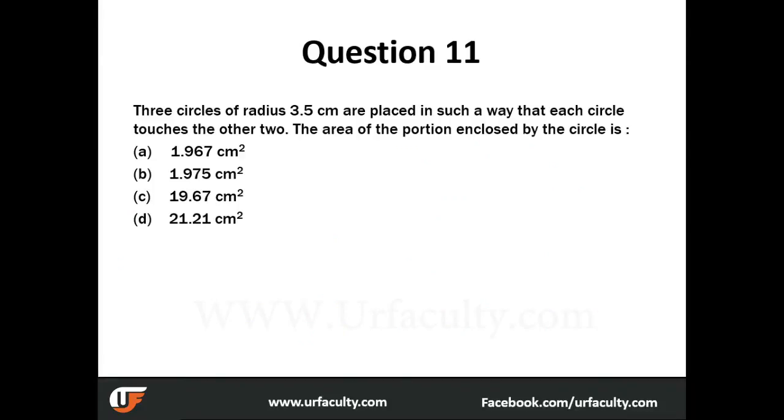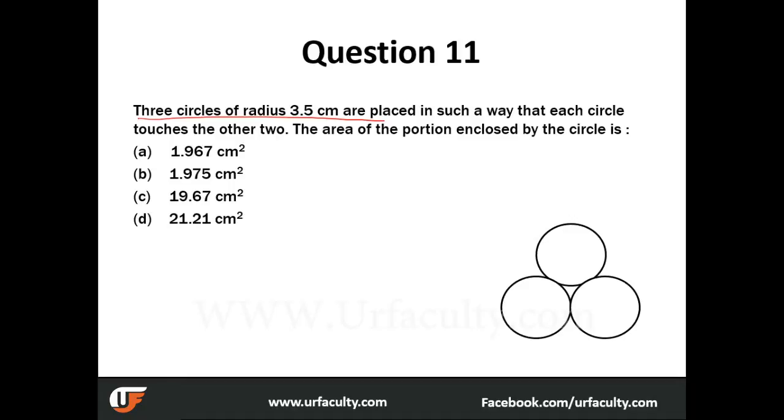Three circles of radius 3.5 centimeter are placed in such a way that each circle touches the other two. The area of the portion enclosed by the circle is, okay, the question is three circles of radius 3.5 are placed in such a way that each circle touches the other two. So your diagram will look something like this.